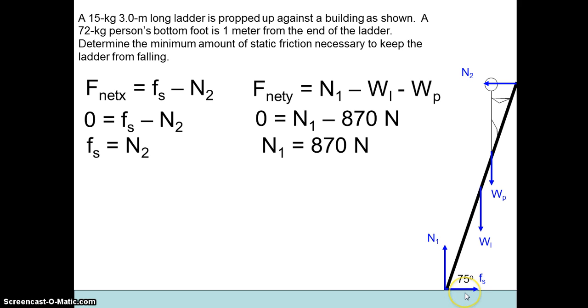It doesn't really matter. Again, if I put it down here, why does that eliminate N2? It's because its distance from the pivot point is 0. And so the torque would be 0, like trying to open a door by pushing on the hinges. There's no torque created. I'm going to choose, though, down at this end. That's where I'm going to put my pivot point.